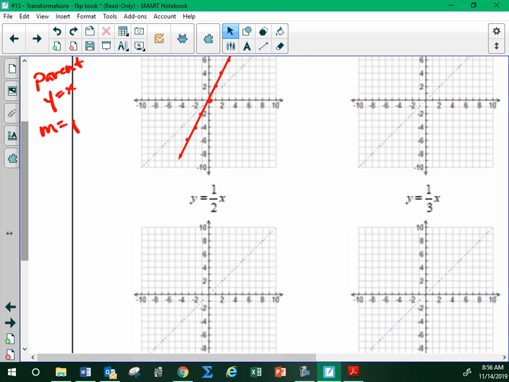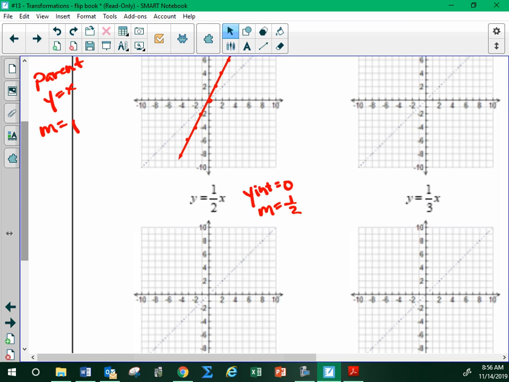What is my y-intercept for this one? 0. Good, y-intercept is 0. And what is my slope for this one? 1/2. Okay, so before we graph, I'm going to ask you, compared to my parent function is a slope of 1. Here I have a slope of 1/2. Is that bigger or smaller than my original? It's smaller. Okay, so let's take a look at what that looks like.